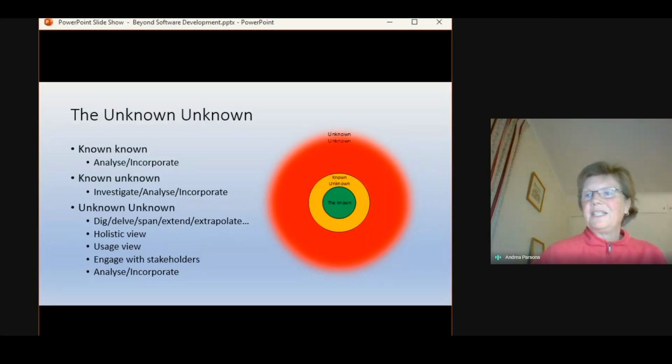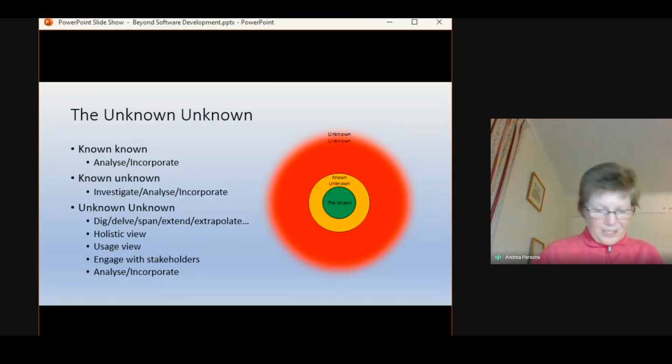So really putting the effort into digging and delving and spanning out and extending and extrapolating, getting that big holistic view, a usage view, engaging with stakeholders before you start trying to incorporate things into your software so that you really know what needs to go in there.